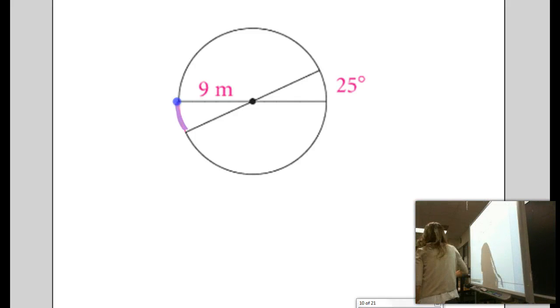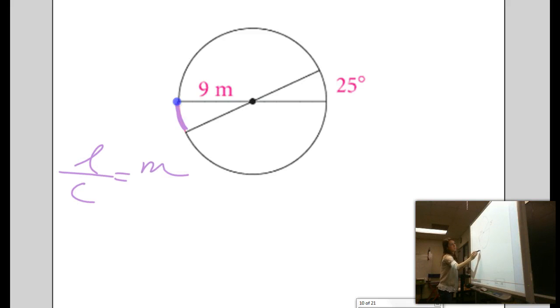I'm gonna have to bold it. It's so hard to see. Same formula. You're gonna get so good at using that formula.